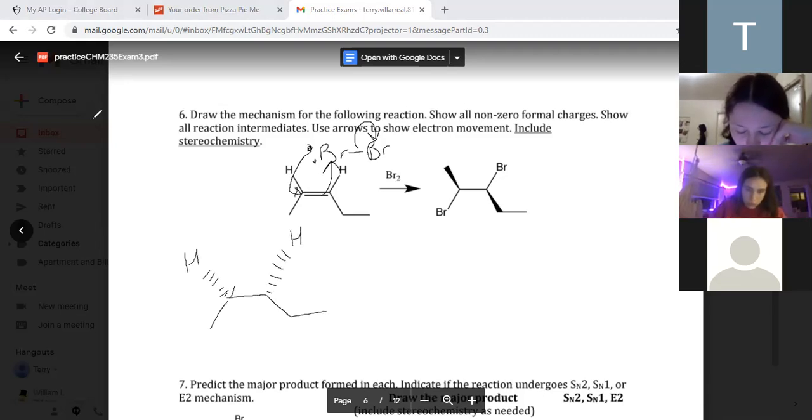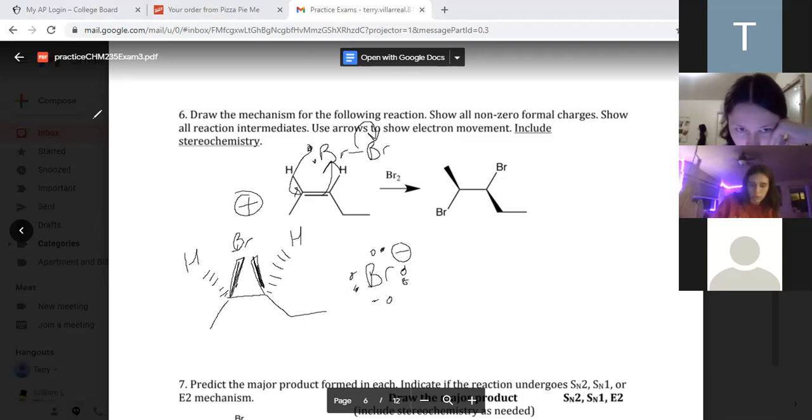And now you're going to make this wonderful little intermediate, a brominium ion. And then on the side, you have a bromine like this. Have you guys done the mechanism this way? Does this look familiar at all? Yeah. Okay.